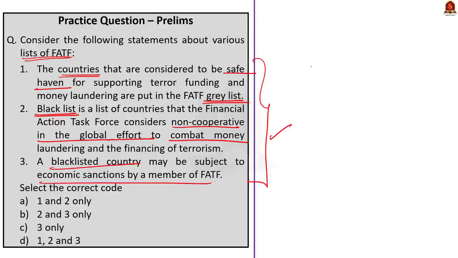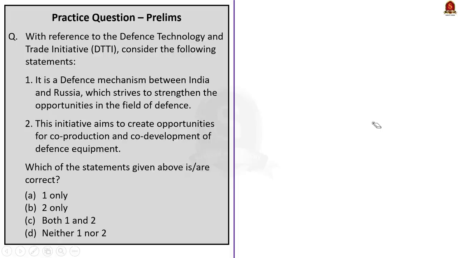And also know that currently, Democratic People's Republic of Korea, that is North Korea, Iran and Myanmar, they are placed in the blacklist. And recently, Pakistan was removed from the grey list. Now moving on to the fourth question. With reference to the Defense Technology and Trade Initiative, consider the following statements.